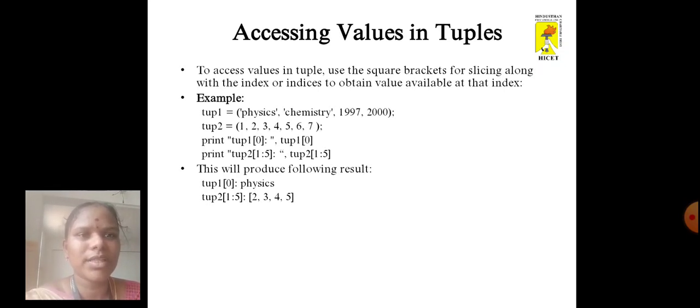Now I print tuple 1 at index 0, and second, I print tuple 2 from 1 to 5. The result for tuple 1 at 0 is physics, and for tuple 2 from 1 to 5 is 2, 3, 4, 5. The starting index 1 is included, which has the value 2, and 2 to 5 will be displayed.